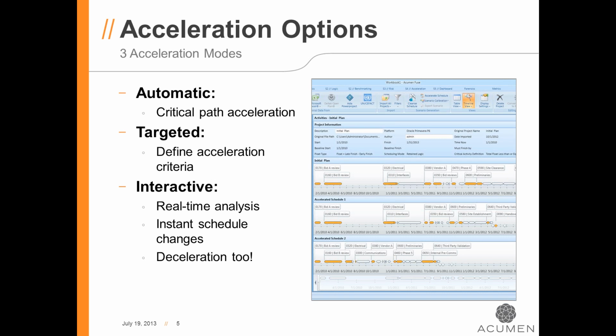Finally, one of the user's favorite modes is this interactive mode. It performs a real-time forward and backward pass on your schedule as you make changes to different areas. Now again, areas is up to you. That can be the lowest level of detail in the schedule, or you can actually make adjustments at a high level in the schedule that'll filter down to the more detailed tasks. Also, the interactive mode is where you can introduce schedule deceleration, and we'll talk about that as well.